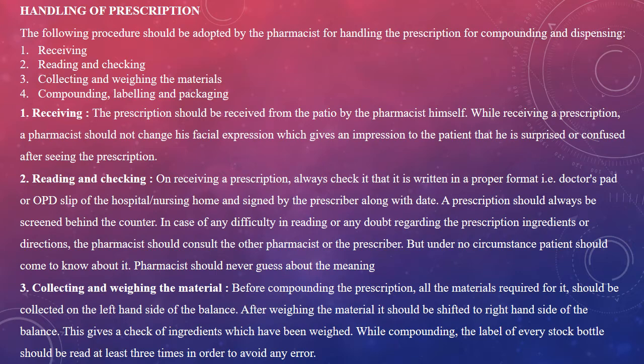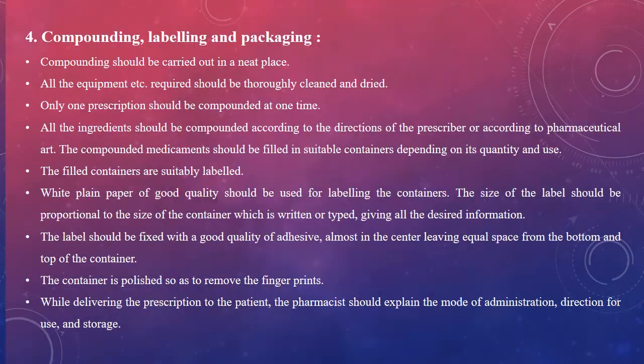Third is collecting and weighing the material. Before compounding the prescription, all the materials required for it should be collected on the left side of the balance. After weighing, the material should be shifted to the right side of the balance. This gives a check of ingredients which have been weighed. While compounding, the label of every stock bottle should be read at least 3 times in order to avoid errors.